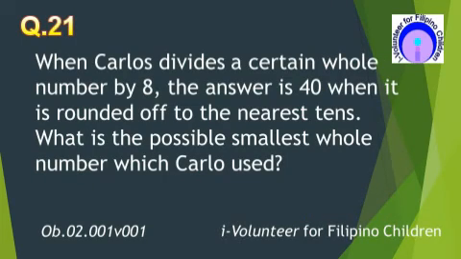Question number 21. When Carlos divides a certain whole number by 8, the answer is 40 when it's rounded off to the nearest tens. What is the possible smallest whole number which Carlos used?